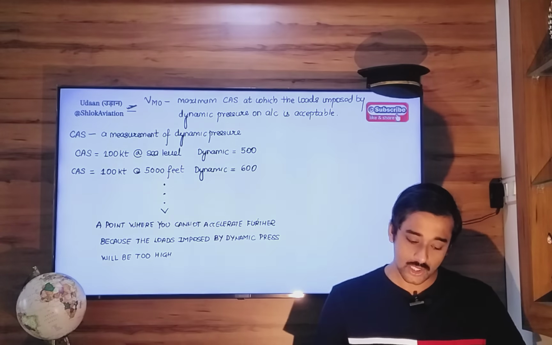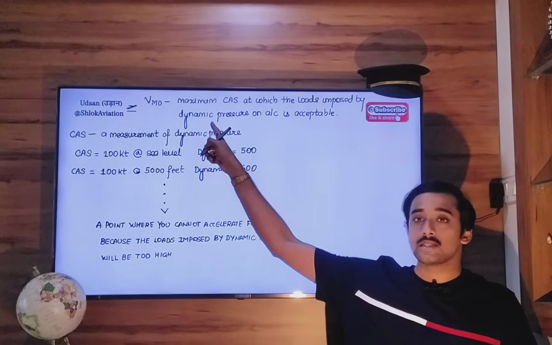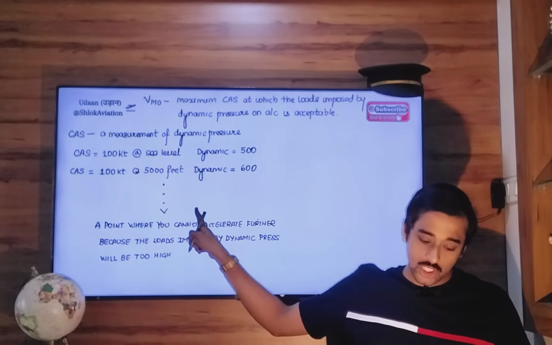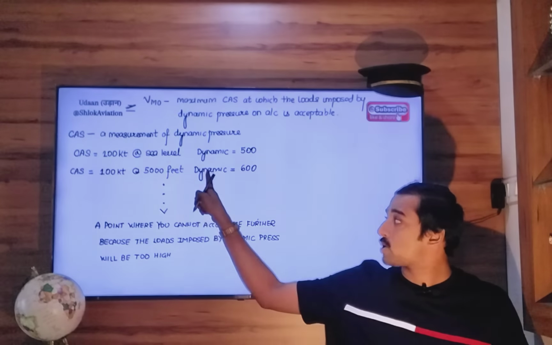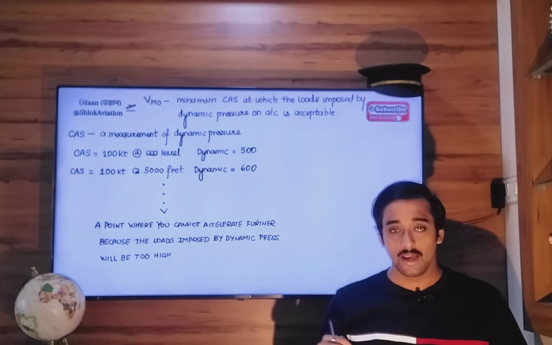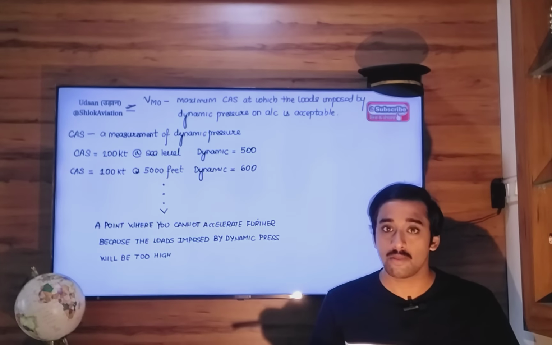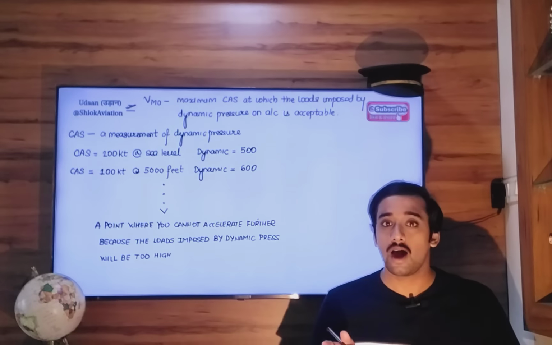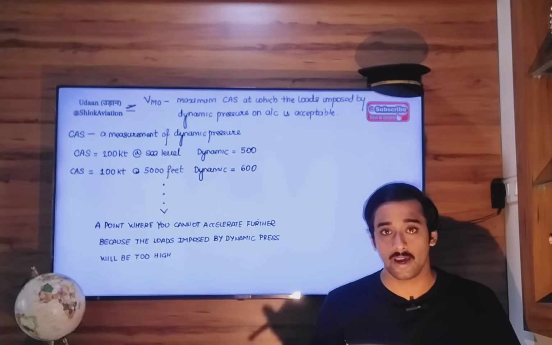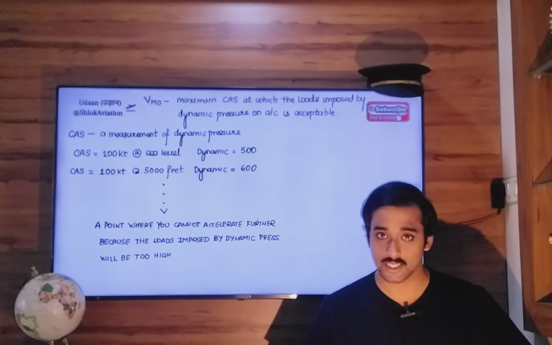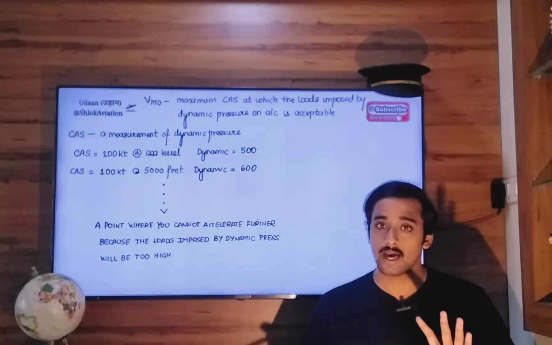Okay, so that's why VMO indicates the maximum calibrated airspeed at which the loads imposed by dynamic pressure on the aircraft are acceptable. If you cross that calibrated airspeed, additional dynamic pressure loads will be generated, and that will be too harmful for your aircraft, for the loads it imposes on your fuselage structure, etc. So VMO indicates that speed.